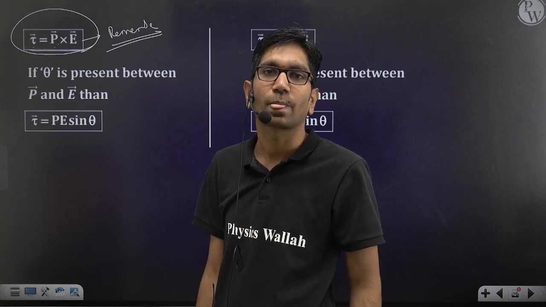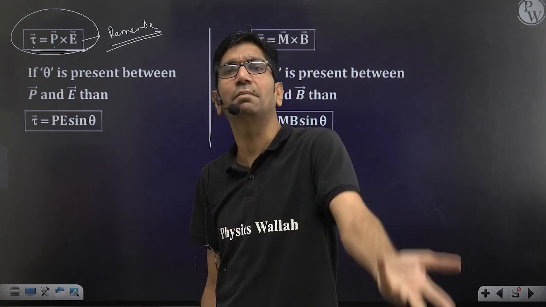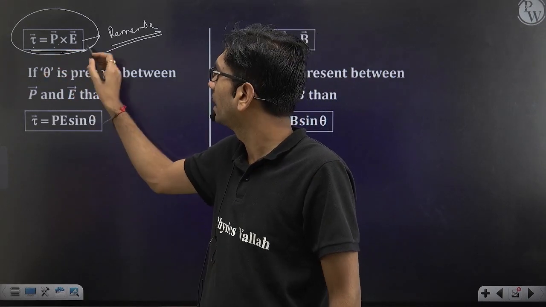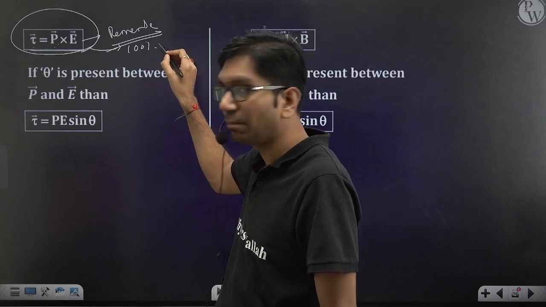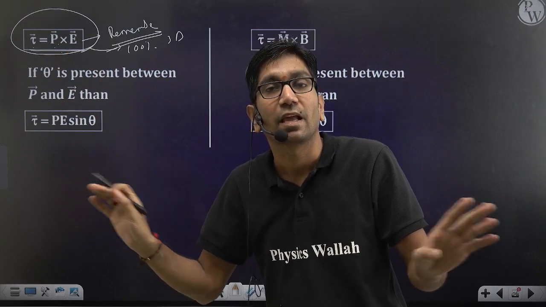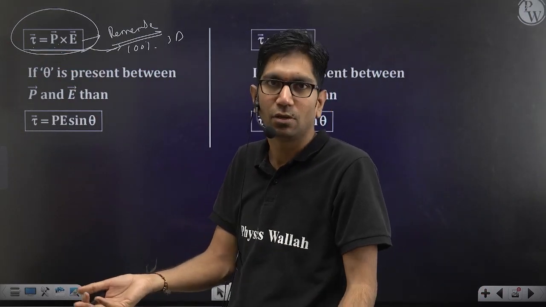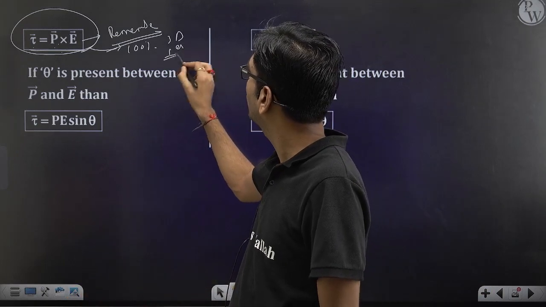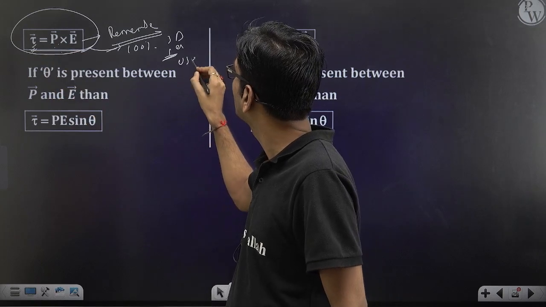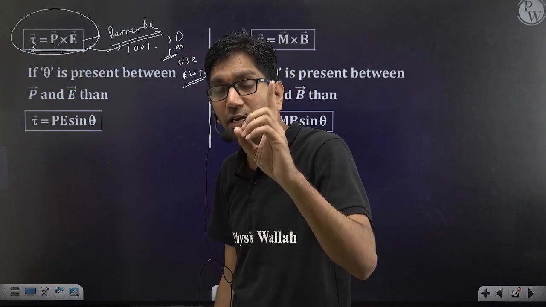If they are not perpendicular to each other, if they are not in 3D, make them in 3D, beta. 100% remember that it should be in 3D. If they are not perpendicular, then make them perpendicular by using the components. To calculate the direction of torque, use the right hand thumb rule.